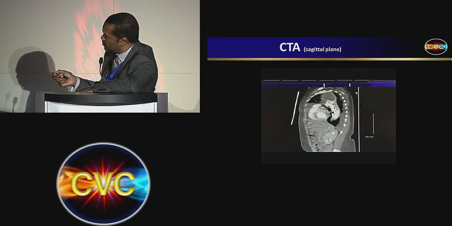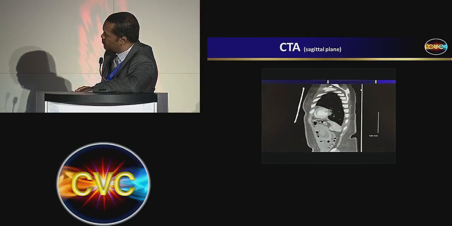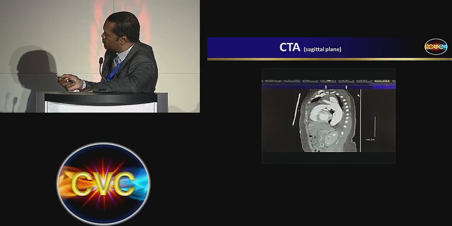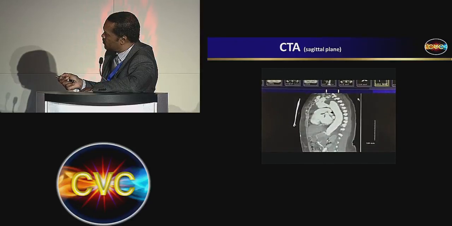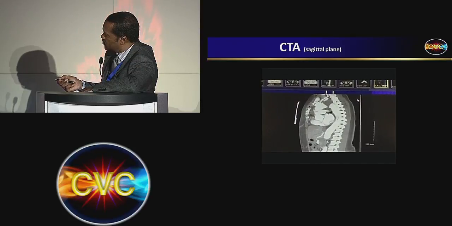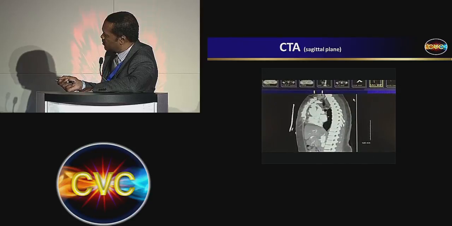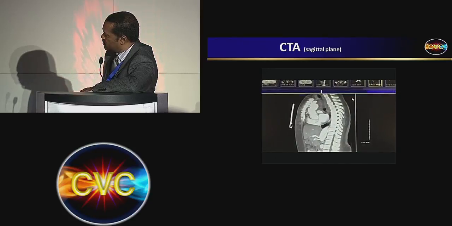And as you can see, as this extends all the way down, you can see the celiac and the SMA, and the dissection plane kind of ends right there at the celiac artery.